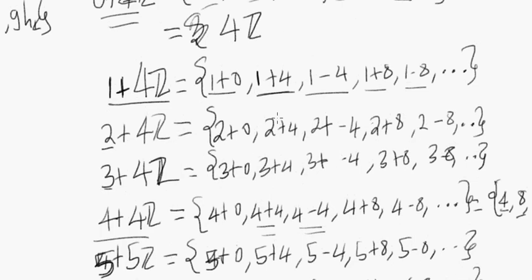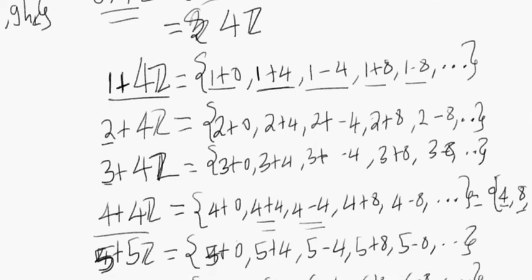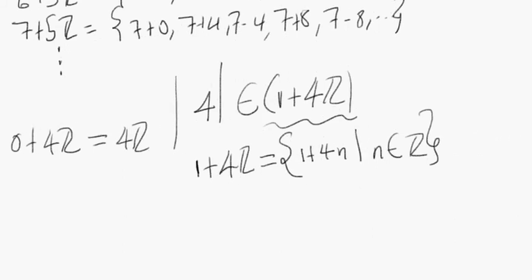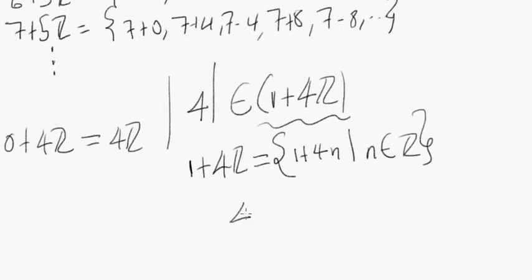Right now it's 4 times 0, this would be 4 times 1, this would be 4 times 2, etc. That's the definition of 1 plus 4Z. So can 4 divide any element of the form 1 plus 4n? Anytime we divide an element of the form 1 plus 4n by 4, we get a remainder of 1. So no element of 4Z can divide an element of 1 plus 4Z. This never happens.